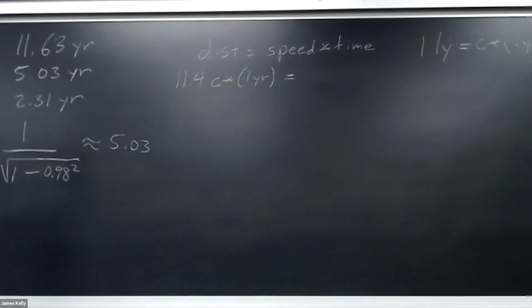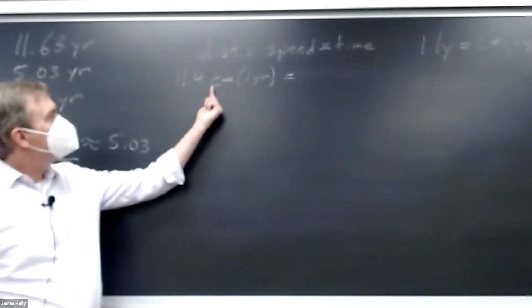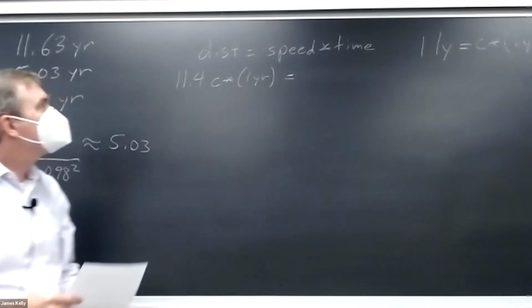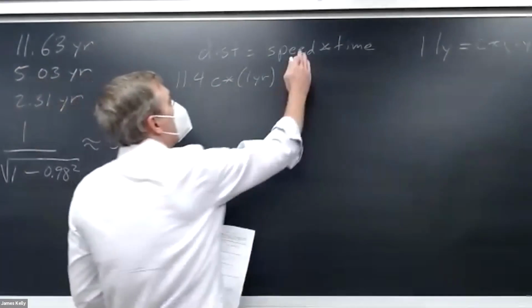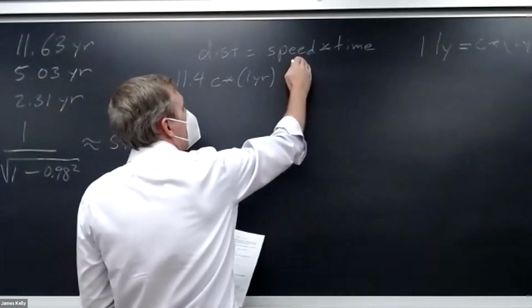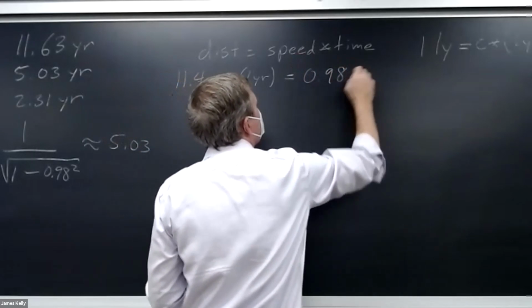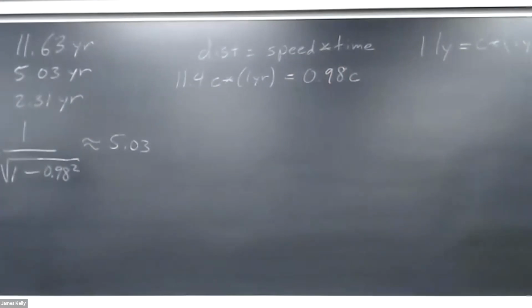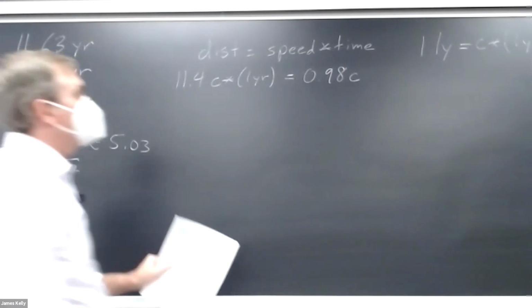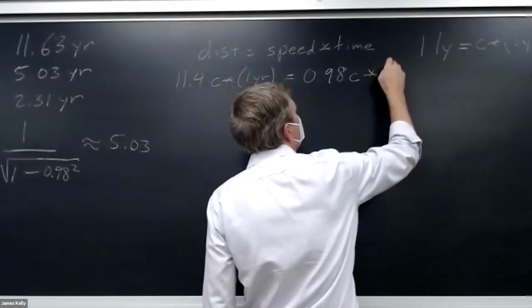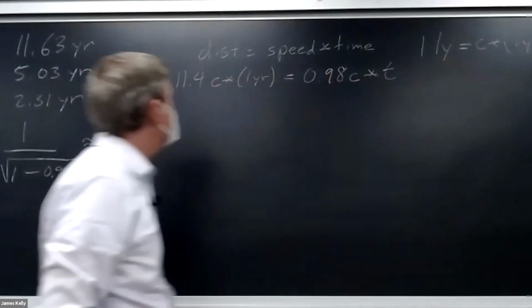Okay, that's the distance it has to go, but I've written that unit of light years in terms of speed times time. Now, the speed that the ship is going at is 0.98 c. And the time is what we're after. So I'm just going to leave that as a t over here, and we'll solve for t.